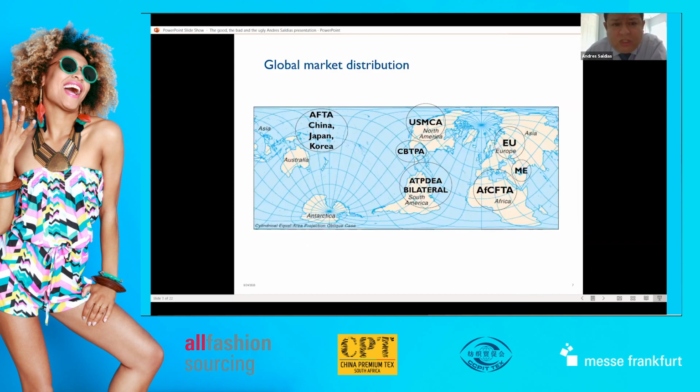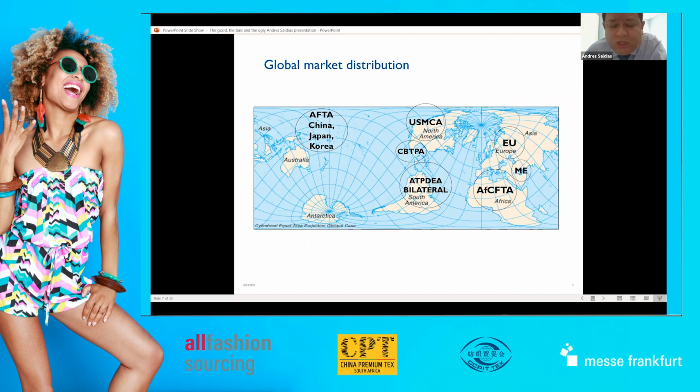If we understand what's going on in the global market, you can see that the major suppliers for North America are coming from the US-Mexico-Canada agreement, the Caribbean Basin Trade Partnership Act, which is huge, including countries like Haiti, Guatemala, Honduras, and of course China, which is the largest supplier.